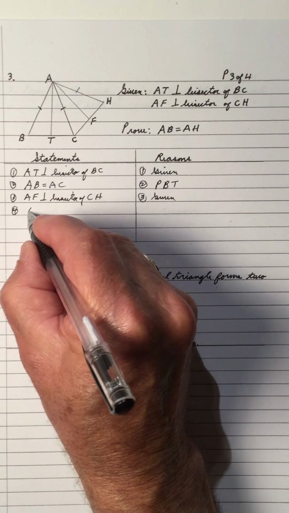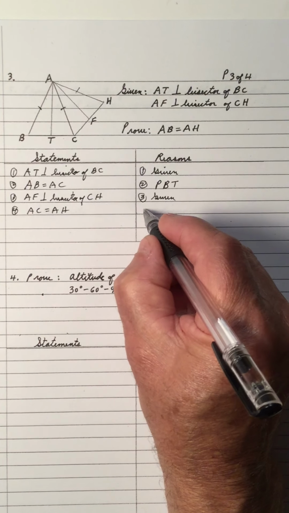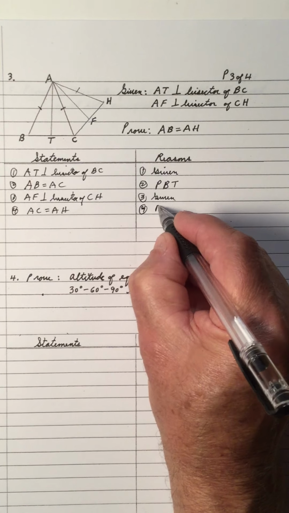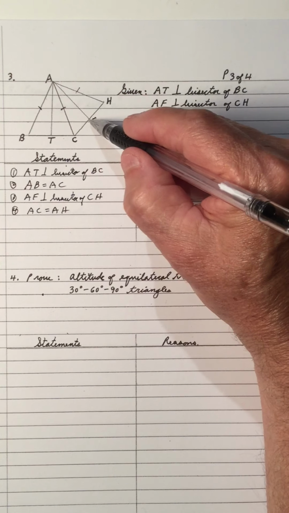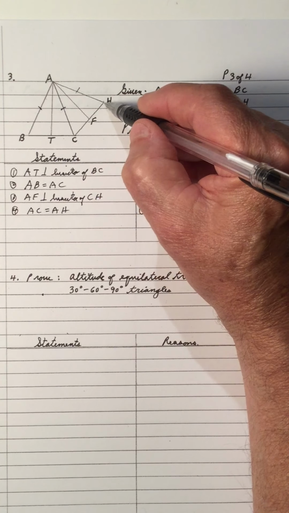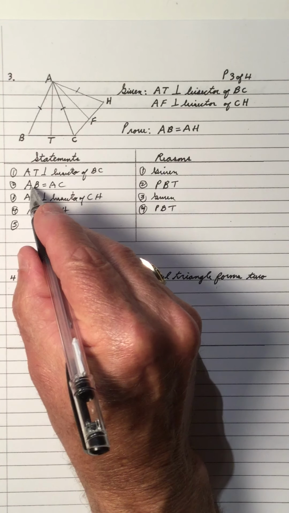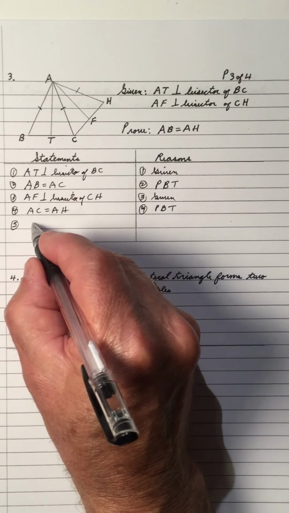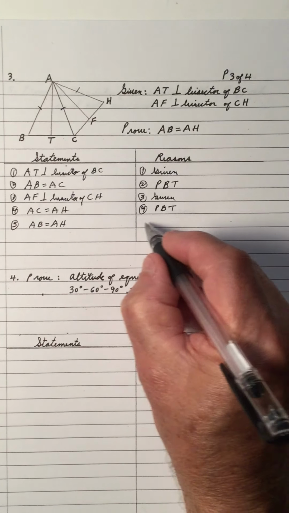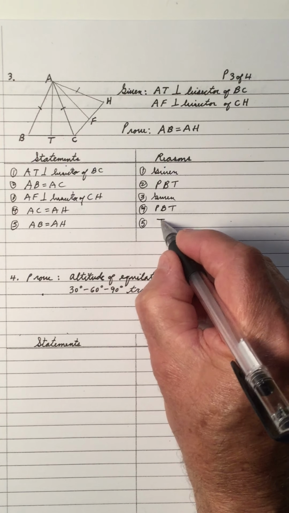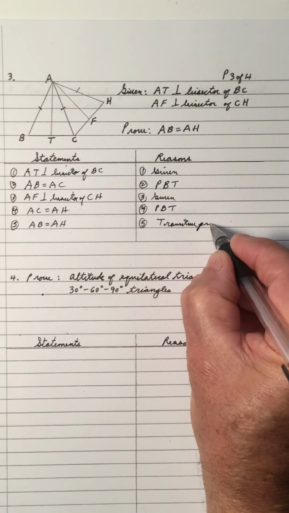And number 4, that means that AC is equal to AH, and again it's perpendicular bisector theorem. Any point that's on the perpendicular bisector is equal distance from the endpoints of the segment that it's cutting into. And as a result, we got AB equals AC, AC equals AH. So AB is equal to AH. And the reason is transitive property of equality.